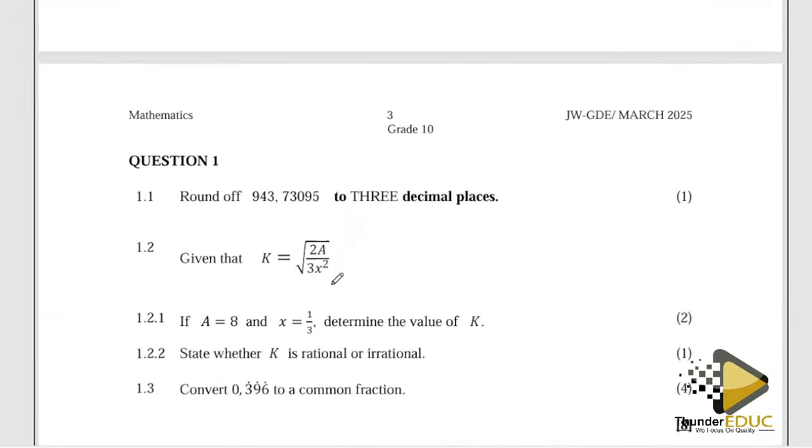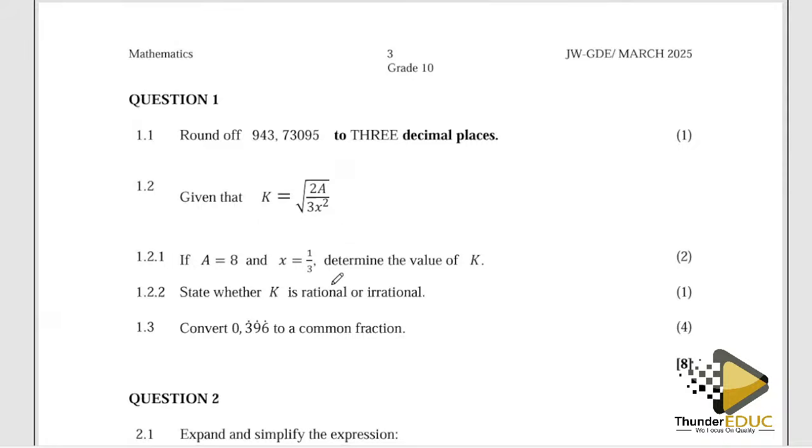Okay, so when we move on to question number 1. Question number 1 is telling us to round off 943,73095 to 3 decimal places. So 3 decimal places simply tells us to look at the 3 numbers after the comma. So we're going to look at the 7, the 3, and the 0. Then immediately after the 3rd decimal place, we need to check what number comes after.